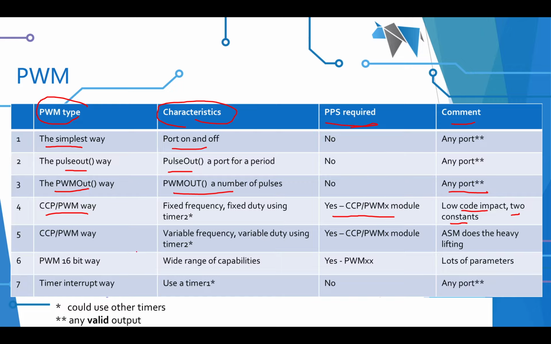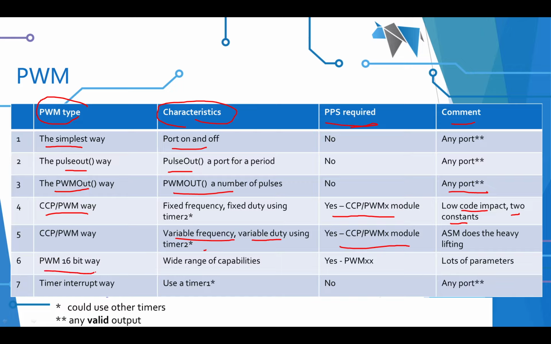You've got another method which uses the same CCP module, therefore you need to set the PPS, variable frequency, variable duty using timer 2. Now there are other valid timers, but I'm going to use timer 2. And assembly does all the heavy lifting for you. So somewhere in a library, all the heavy lifting is done for you. So it recalculates all the things that need to be recalculated.